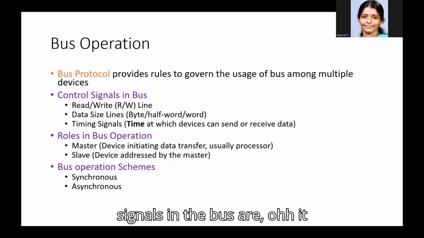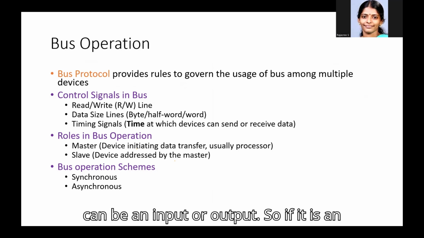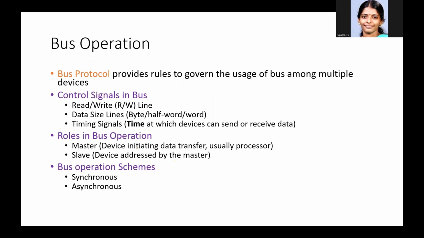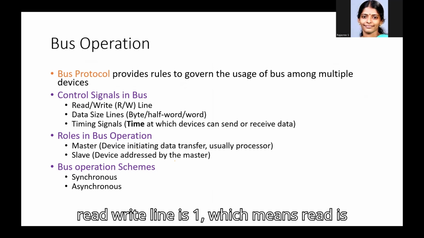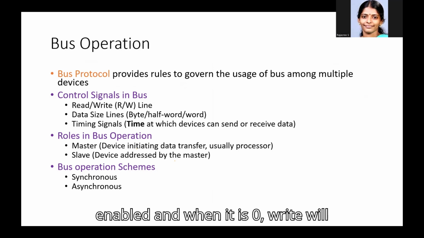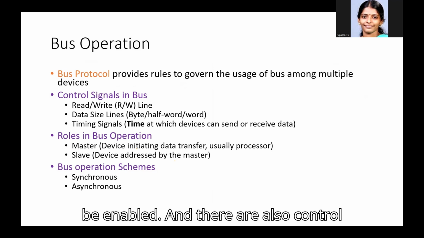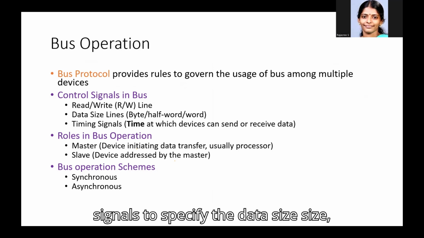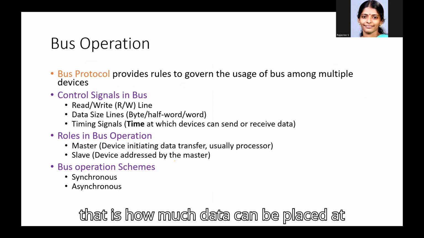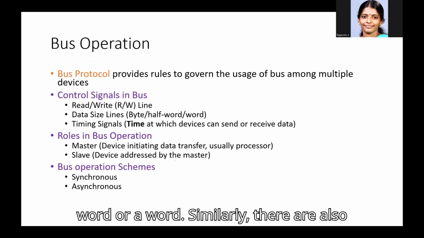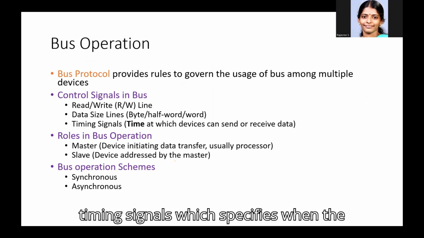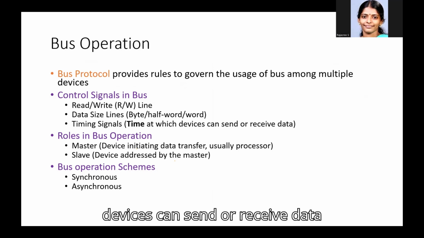The control signals in the bus can be for input or output. If it is an input, read has to be enabled, and for output, write has to be enabled. That is, when the read-write line is 1, read is enabled, and when it is 0, write is enabled. There are also control signals to specify the data size, that is how much data can be placed on the bus at a time. It can be a byte, a half word, or a word. Similarly, there are also timing signals which specify when the devices can send or receive data.